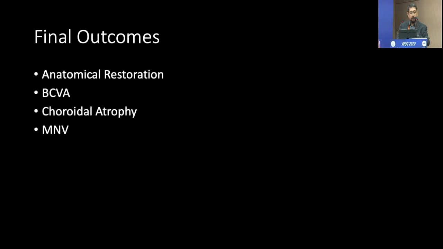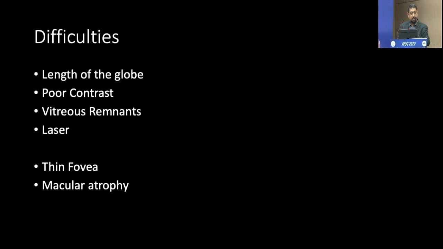Okay, so the anatomical restoration and visual acuity are the main key features. The difficulties during surgery are the length of the globe, making your instruments reach. Visualization of the ILM is very poor because it's very thin, so staining may not happen. Presence of vitreous dominance after you've done a vitrectomy can interfere with this. Laser doesn't take up because of the choroidal pigment, the RPE pigmentation, all of these are problems of surgery.